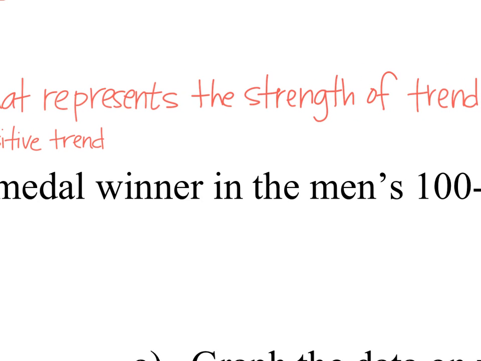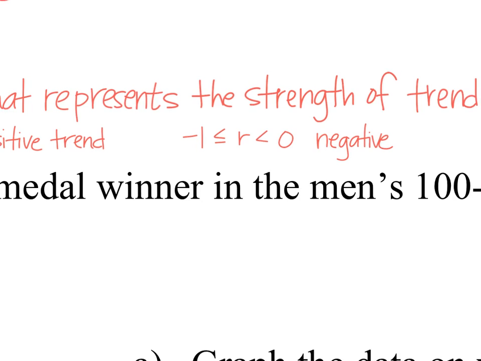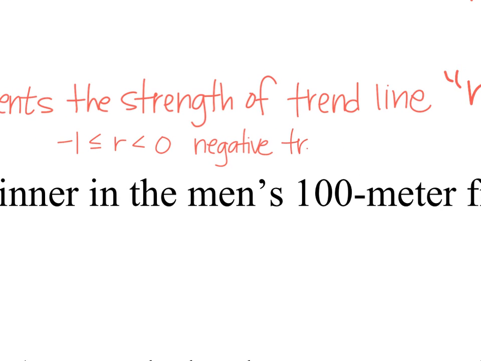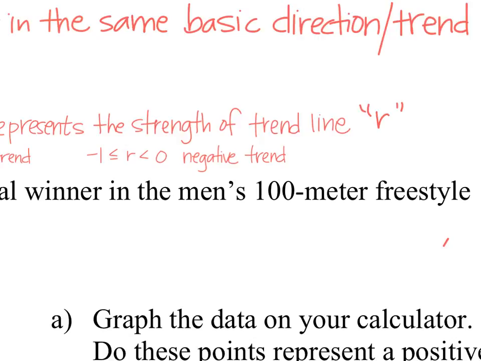If it's between -1, that's the lowest it would be, and R, so if it was like that, then that means the trend is going down. We call that a negative trend or a negative correlation. A 0 would be a terrible trend. It would be you had no trend at all. It was totally flat. Okay, it wasn't trending up or trending down.